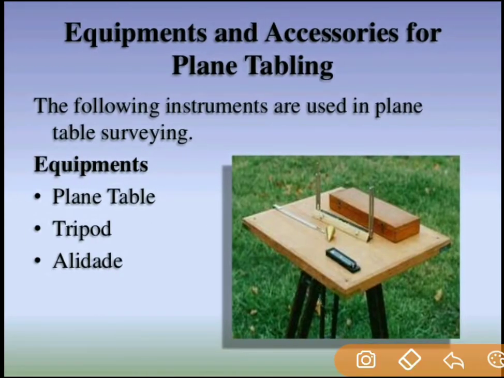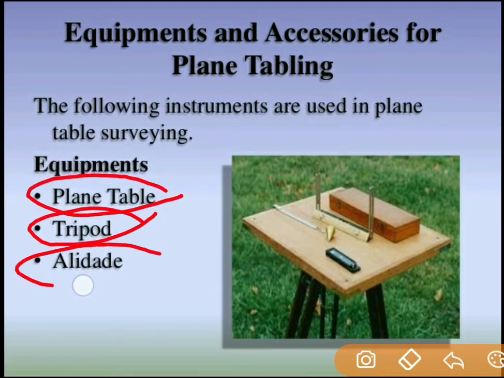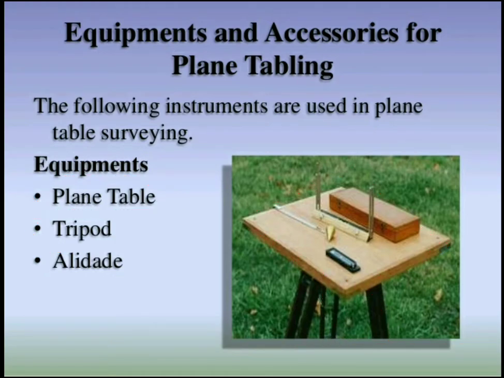Next, what are the equipments required? What are the accessories required to do plane table surveying? Here we require the plane table, tripod, and alidade. We can observe here, this is the plane table, this is the tripod. We can observe them in the field, and in the figure also. Next, the alidade. Look here, this is the alidade.